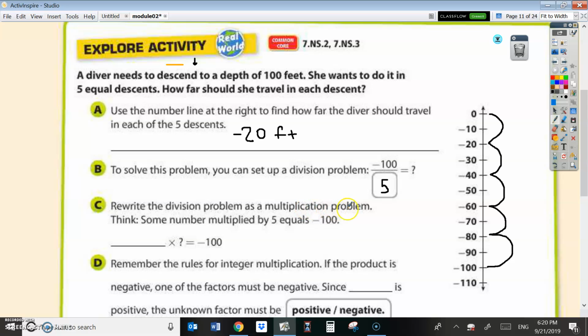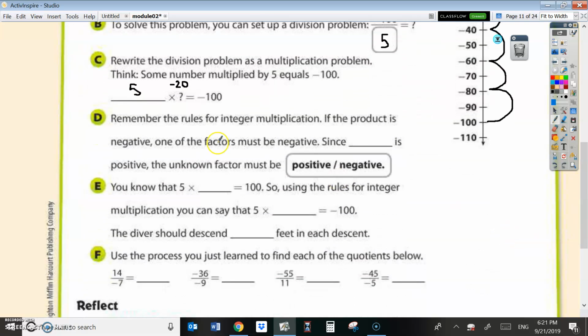Rewrite the division problem as a multiplication problem. What 5 times negative 20 equals negative 100? Remember the rules for integer multiplication. If the product is negative, one of the factors must be negative. Since 5 is positive, the unknown factor must be negative. You know that 5 times 20 is 100, so using the rules for integer multiplication, you can say 5 times negative 20 equals negative 100. The diver should descend 20 feet in each descent.